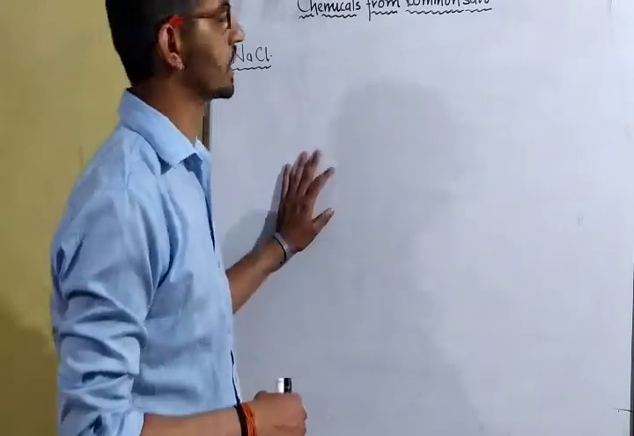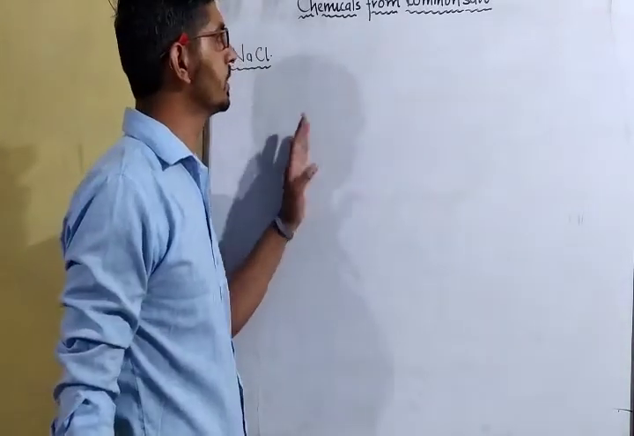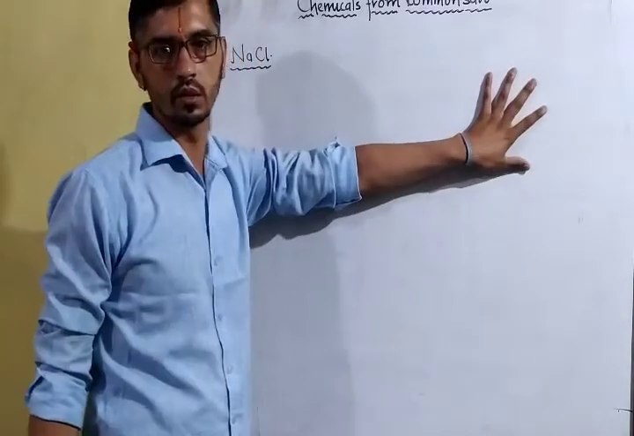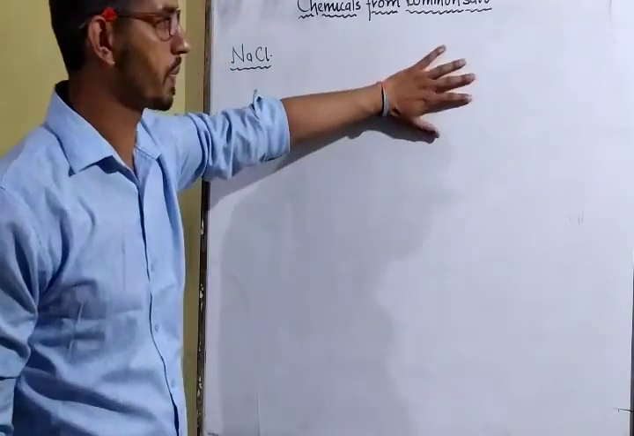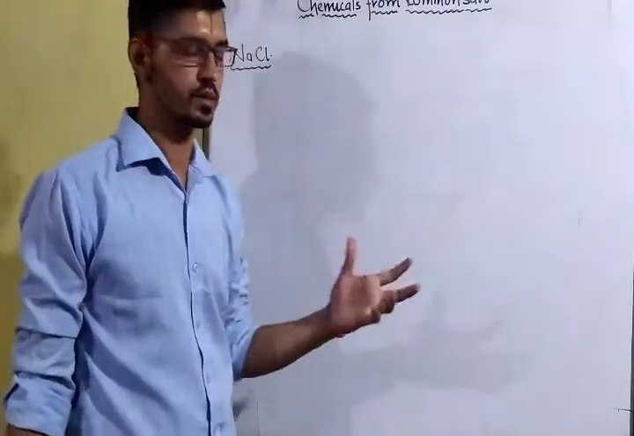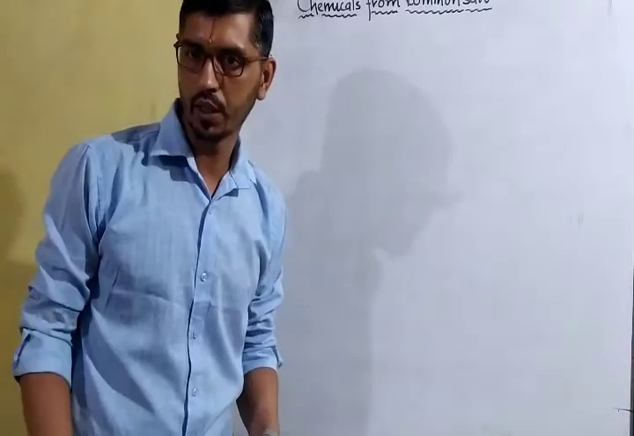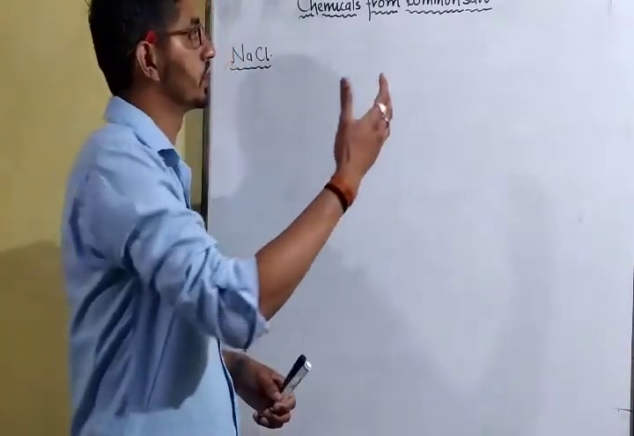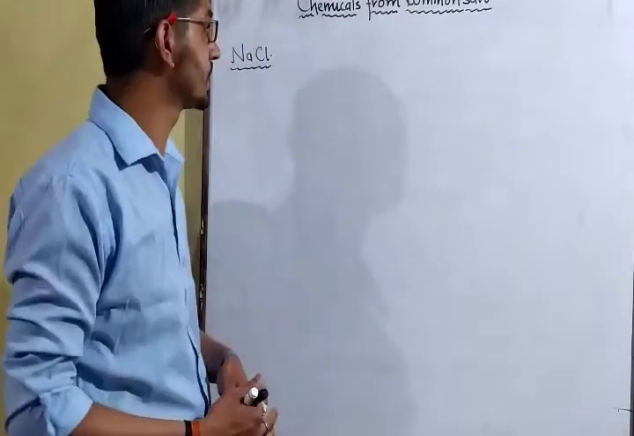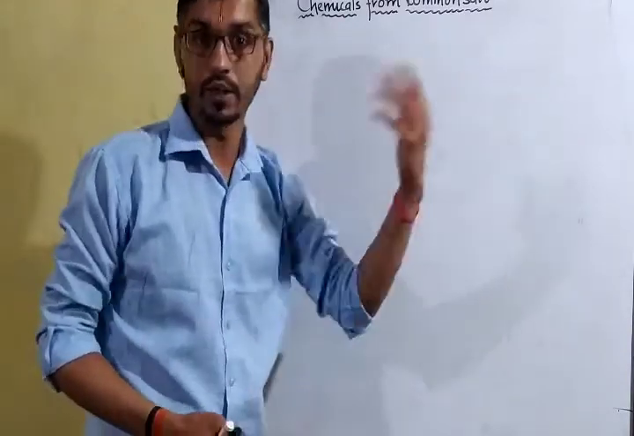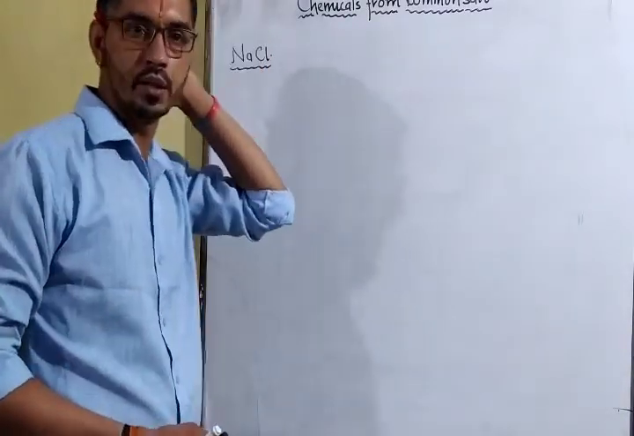Now today we will start the new topic of this chapter, that is chemicals from common salt. Very important topic, because a 1 mark question can be asked or a 2 mark question can be asked. What is the chemical produced from salt? The reactions. So this topic is very important.